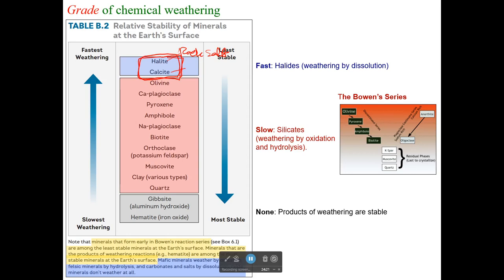Okay, so these are the very susceptible minerals up here. Now, something about these minerals is that these are non-silicates, okay? And you'll notice that non-silicates, so I'm just going to put here, not silicates.